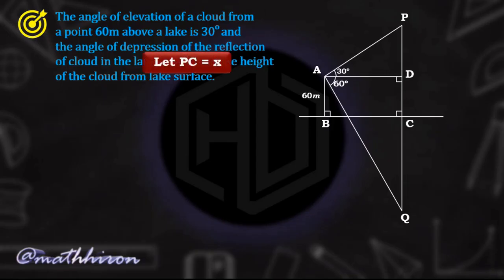Okay. So first, let PC equal x. PC is the height of the cloud. We assumed it as x. And now we can see PC and CQ are equal because the height of the cloud from the lake surface and the reflection are at the same distance. That means CQ is also equal to x.